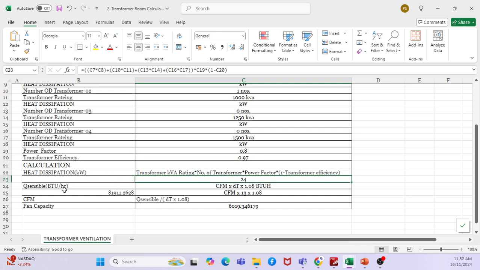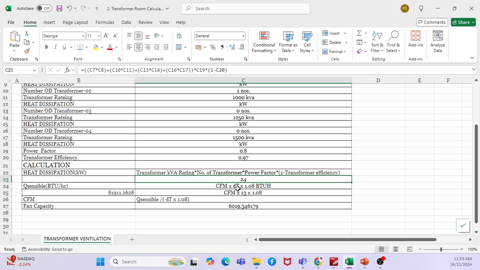Now, what is our equation? BTU per hour is CFM multiplied by delta T multiplied by 1.08. So what is that BTU per hour? Take the heat dissipation in kilowatt and divide by 3.516, and you get tonnage. Then multiply by 12,000 and you get BTU per hour. So we know the heat dissipation, and what we have to calculate is the transformer ventilation, which is nothing but the fan. So we are going to calculate the CFM.